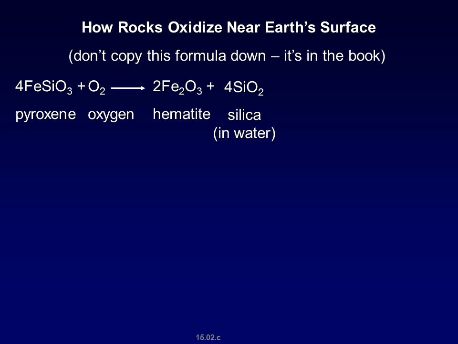All right, how do rocks oxidize near the Earth's surface? So you don't need to know this formula. It's in the book. You don't need to write it down. But we start out with the mineral pyroxene. Okay, that's this 4 iron SiO3 plus oxygen. So we're oxidizing it, meaning we're reacting it with oxygen. And then the result of that is hematite and silica in water.